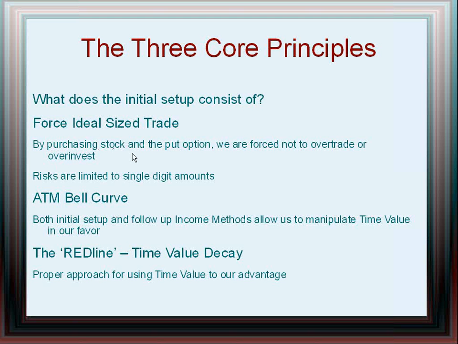Now, what do I mean by forcing an ideal size trade? We're forced not to overtrade. Let's say we all had $5,000 to invest, and on June 20th, 2011, I looked at the PXP married put position where I could buy stock at 35.08 and a put option for 7.25. So that made our total investment $42.33. If I only have $5,000 of free capital, I could only do 100 shares and one put, so I'm only risking the $233, or 5.5% of my total invested capital.